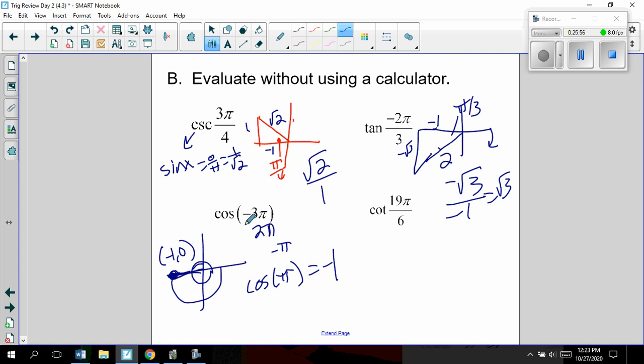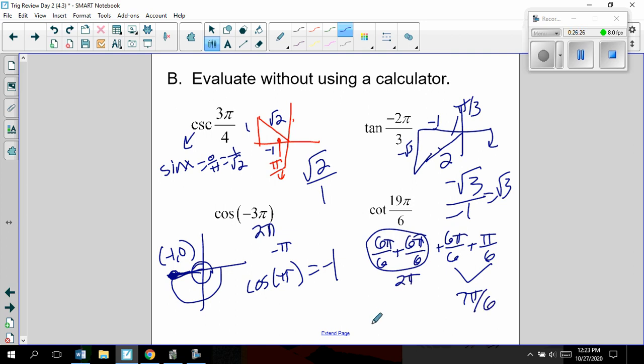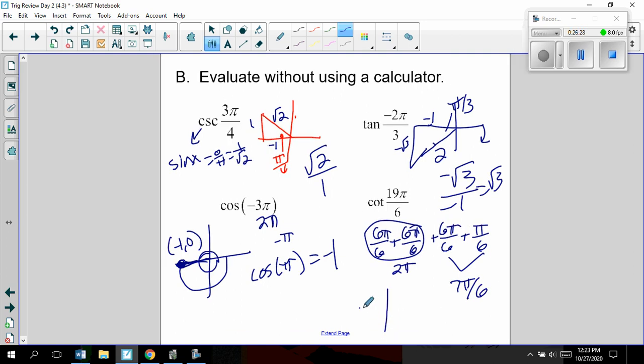Next one, kind of the same issue that you're going to spin a couple times here. So if I have 19 pi over 6, I can break it up into 6 pi over 6, and another 6 pi over 6. So there's 2 pi that's gone. I would have another one over 6, and then I'd have pi over 6 left. And so really these two pieces just get you back to the original. So I'm at 7 pi over 6. So 7 pi over 6 is a little past 1 pi. So I would be right here.